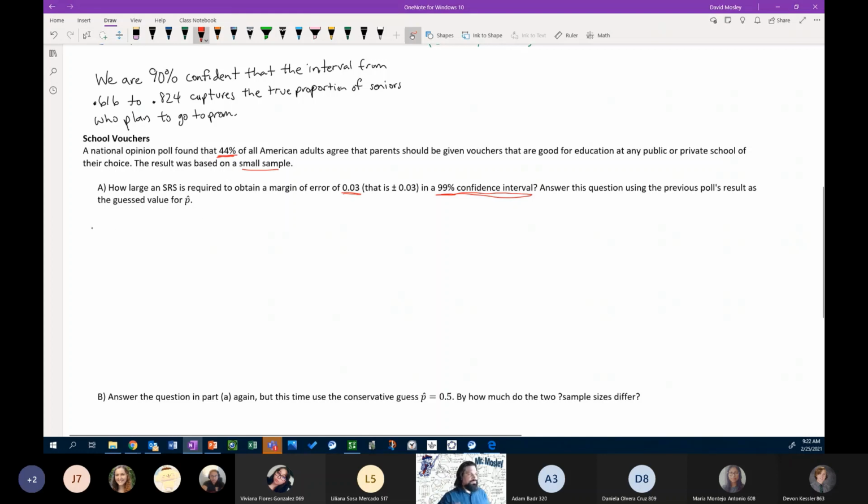All right, so again, I'm going to start by writing down what I know, what's provided, what's the given data. We know p hat is going to be guessed at 0.44. We want a 99% confidence interval, which means we can find z star. So we'll do that. N is what we're trying to find. And the margin of error is 0.03. So these are all the parts that we need. So we can go get z star, so that's what we're going to do first.